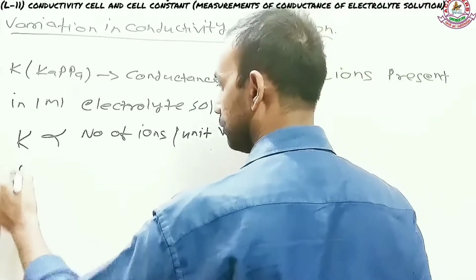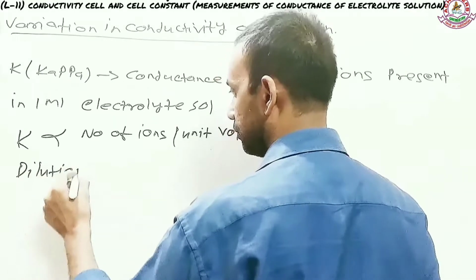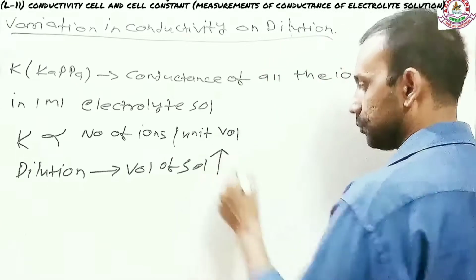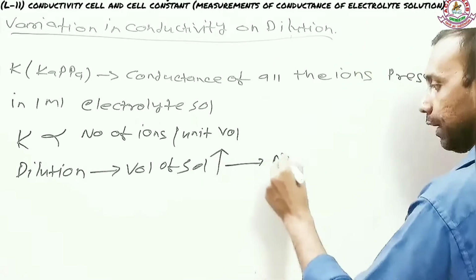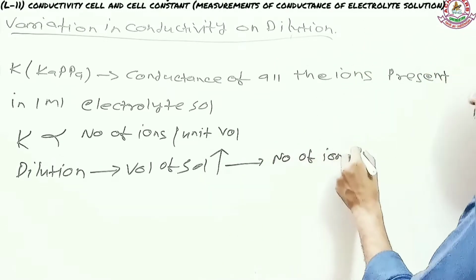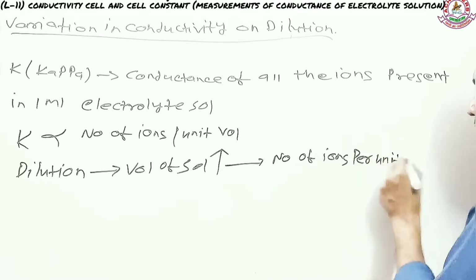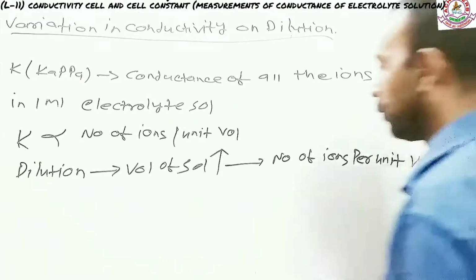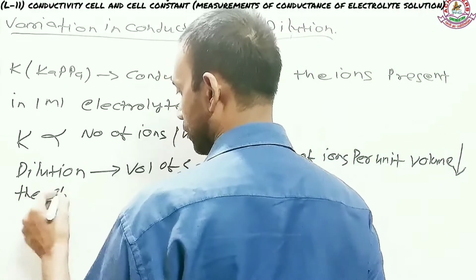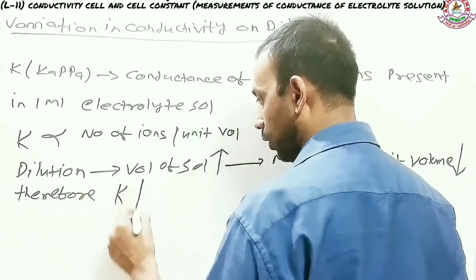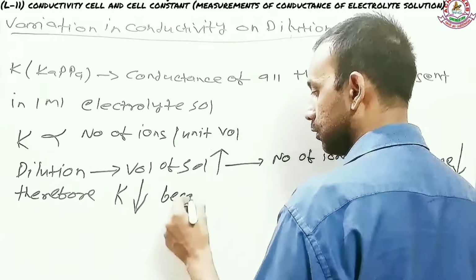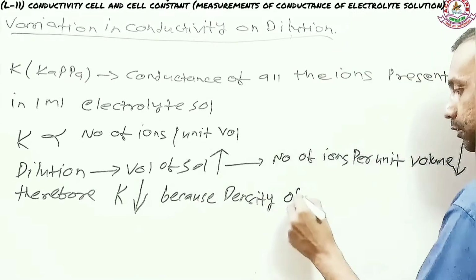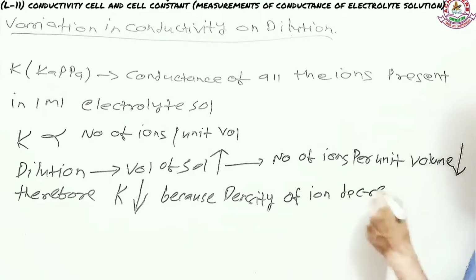So on dilution, the volume of solution will increase, and therefore the number of ions per unit volume will decrease, and therefore K will also decrease, because the density of ions decreases. So let me repeat back.